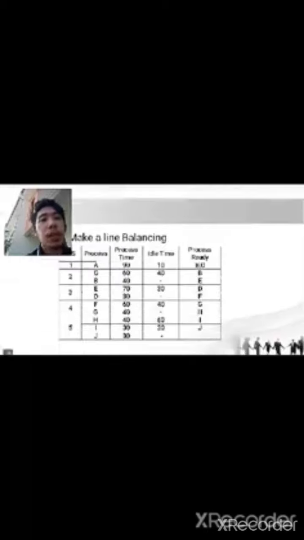We have E and D, same process. We need to look for the longer process time. So 100 minus 70, the idle time is 30, and we use the 30 to be subtracted to get the lesser idle time, or it will be 0 idle time. So the time will be used. So the process ready will be D and F. And after that, we proceed to workstation 4.